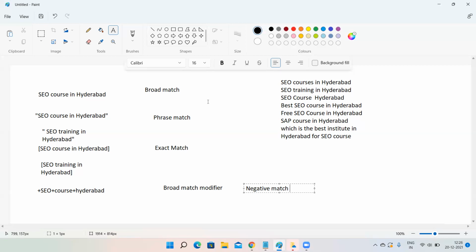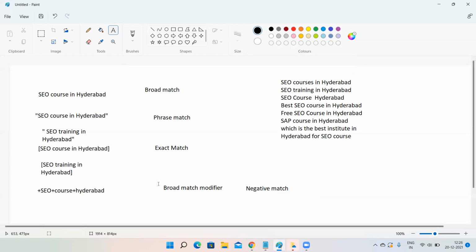By default, Google will take broad match, but be smart enough to use phrase match or exact match and a negative match. Broad match modifier you can use, but as a fresher, I do not recommend broad match modifier. Very, very experienced people who have years of experience in Google Ads, they will only go for it. Modifier I'm talking about, not broad match.